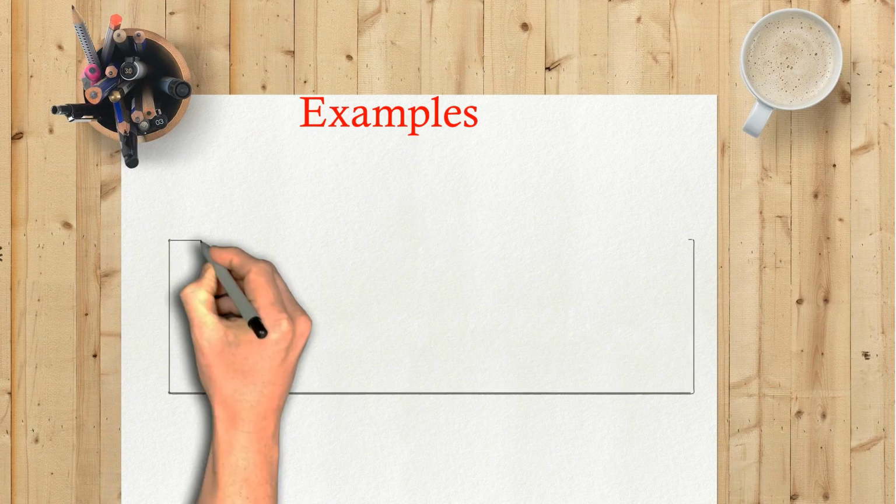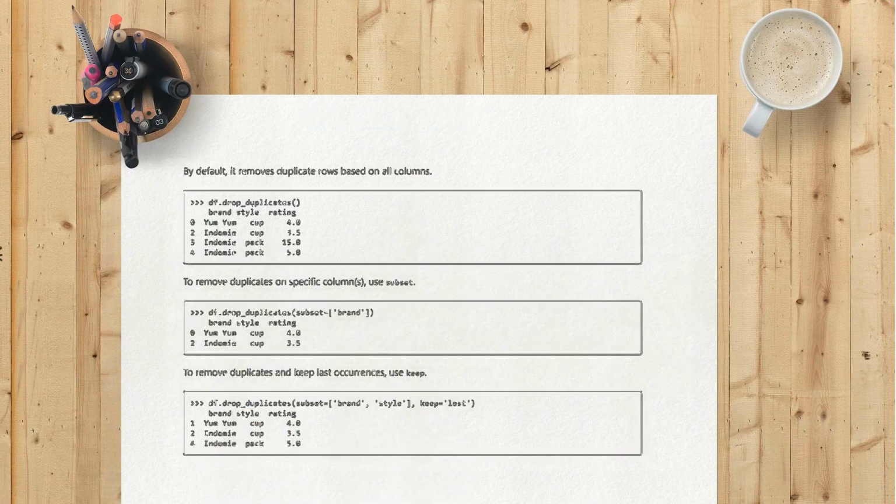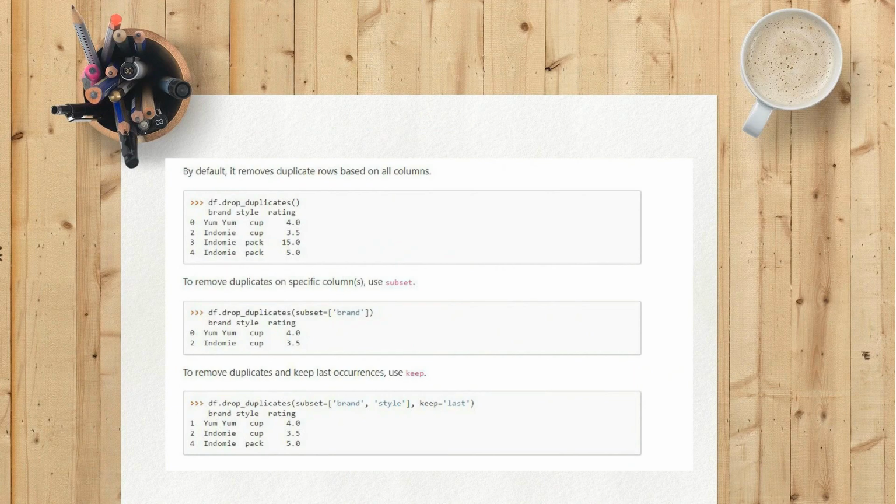Examples. Consider a dataset containing ramen ratings. By default, it removes duplicate rows based on all columns. df.drop_duplicates(). To remove duplicates on specific columns, use subset. df.drop_duplicates(subset='brand'). To remove duplicates and keep last occurrences, use keep. df.drop_duplicates(subset=['brand', 'style'], keep='last').